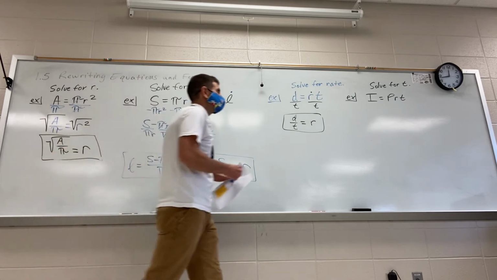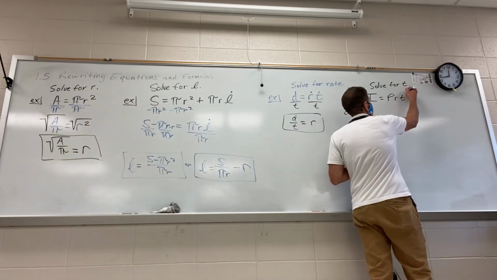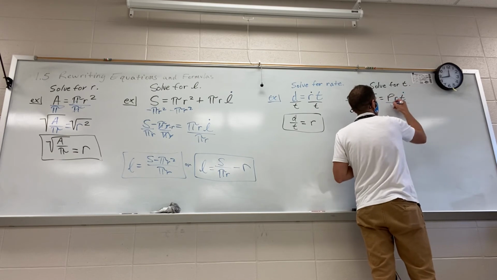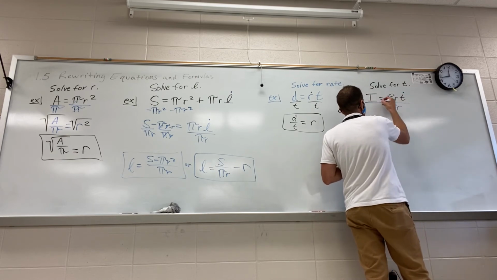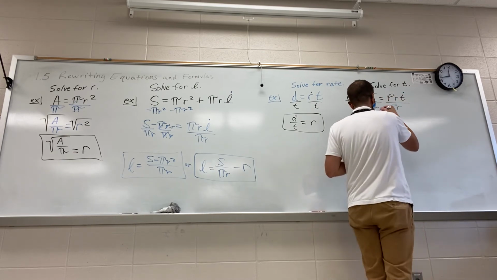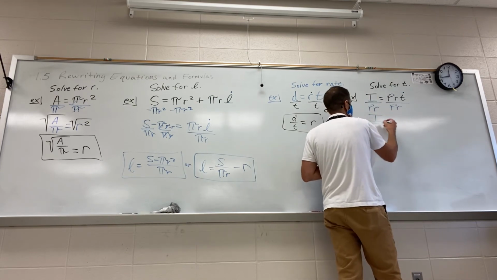If we're going to get T by itself, what do we need to do? Divide by PR. You got it. Divide by PR. Public relations. Yeah. No, just P R.